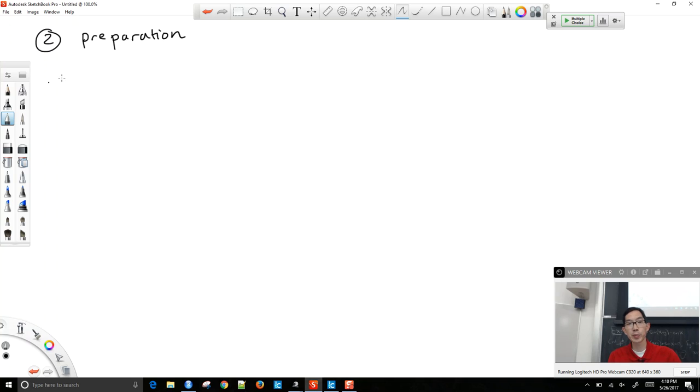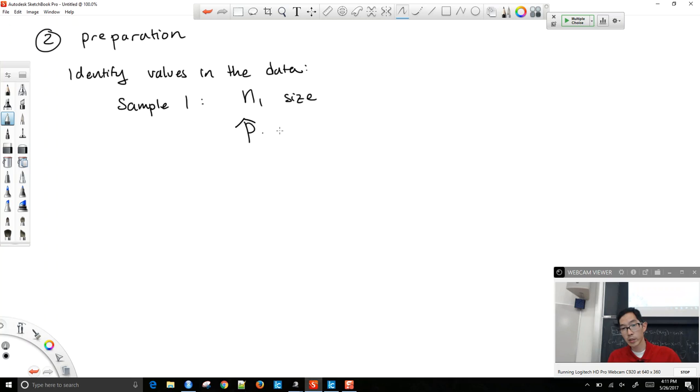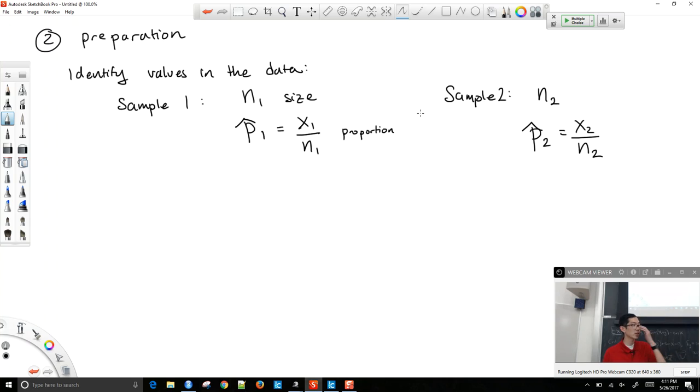As far as preparation goes, we need to identify values in the data. What we have is sample 1. From sample 1 you need the size n1 and p hat 1, which is x1 divided by n1. This is our proportion. Then from sample 2 you need n2, the size, and you need p hat 2, which is x2 over n2. So pretty much you need these values. Identify these values in the data.